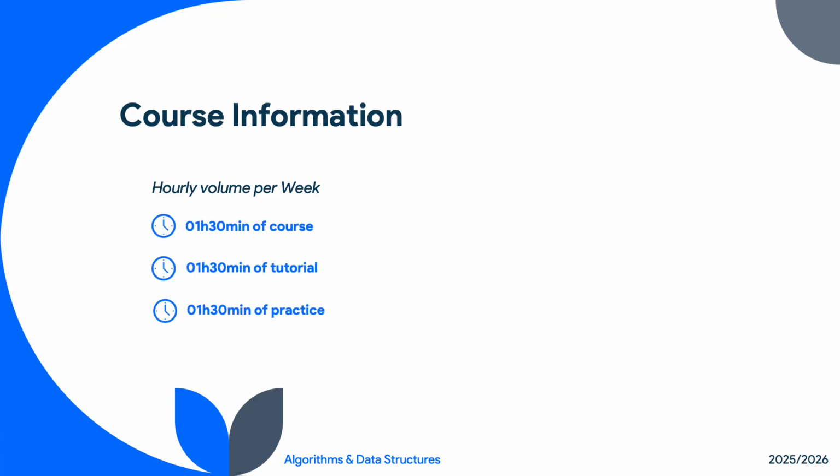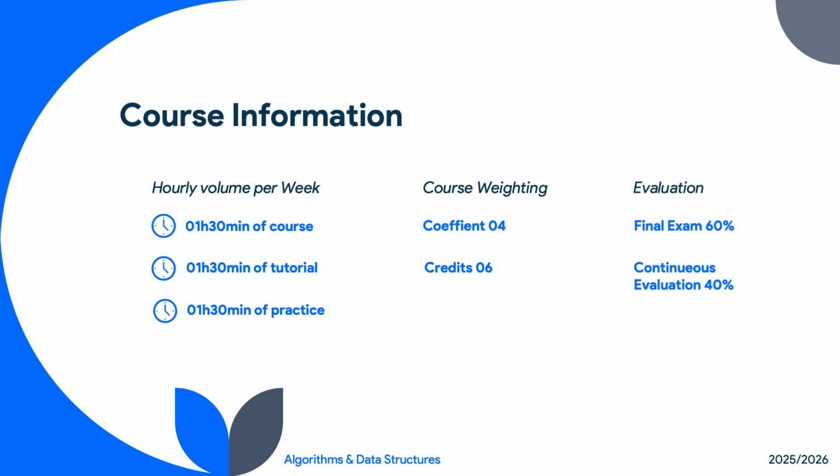Let's present some information about this course. We have 1 hour and a half per week as a course, the same for tutorial and practical work. This course has a coefficient of 4 and 6 credits, which makes it very important for first year students' evaluation. Talking about the evaluation, it will be 60% for the final exam and 40% for the continuous evaluation. And here we talk about micro exams, participation, and homework.